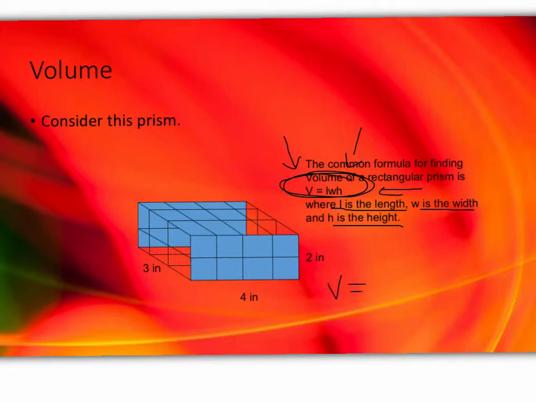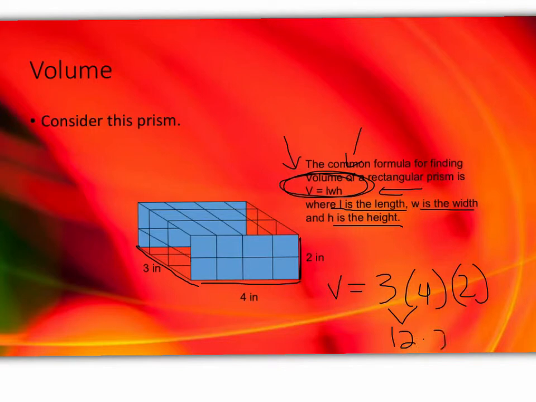Volume would be length 3, width 4, and height of 2. And we got 3 times 4 is 12, times 2 equals 24. And we'll go ahead and use the units inches, so inches cubed, right? Because there's 1, 2, 3 inches, so inches cubed. This would be the volume of our rectangular prism.